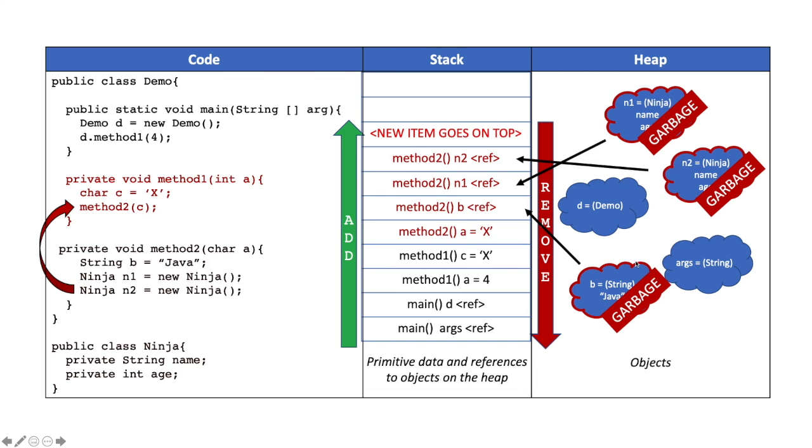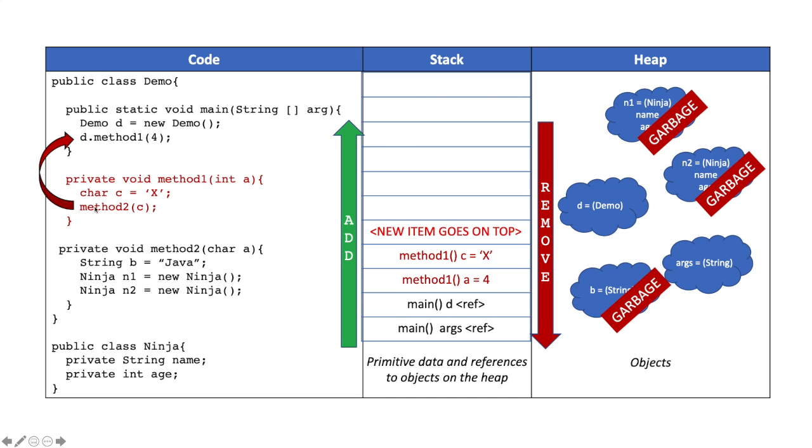All of these objects that got created as part of the string and ninjas are now available for garbage collection, and Java does that automatically. You don't need to worry about it. It's handled from the JVM perspective. Now that I'm done with method 2, I can go back up to my method 1. So anything that got declared or needed in method 1, including my int a and my char c, are now out of scope. You see those are going to be removed from the stack. There's my c of my x, and my a equals 4. There was no corresponding heap thing, so nothing's going to be removed from the heap at this point.